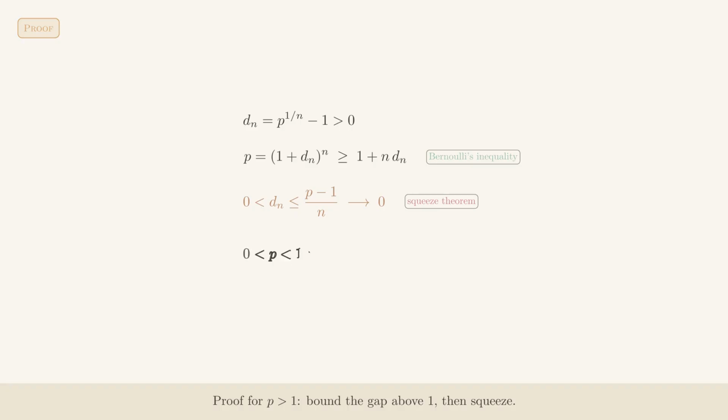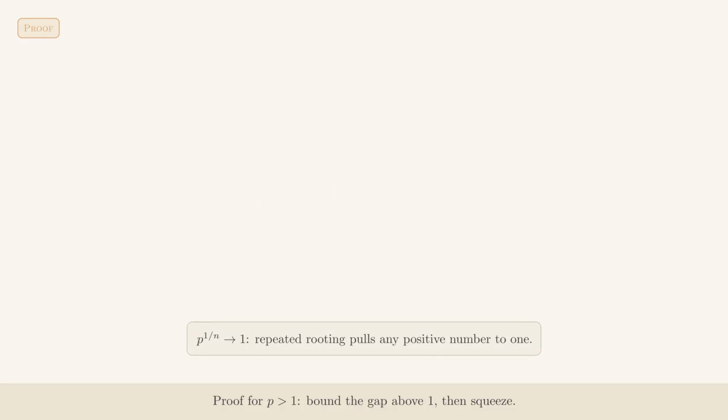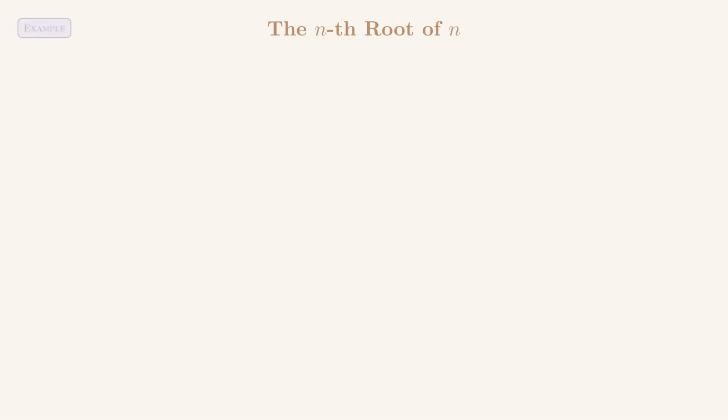For a number below 1, write its root as 1 over the root of its reciprocal. That reciprocal exceeds 1, so its root tends to 1, and the algebra of limits returns 1 once more. The higher root is a great equalizer. Hand it any positive number at all, and it returns 1. Here is a small marvel. Take n itself and extract its nth root.